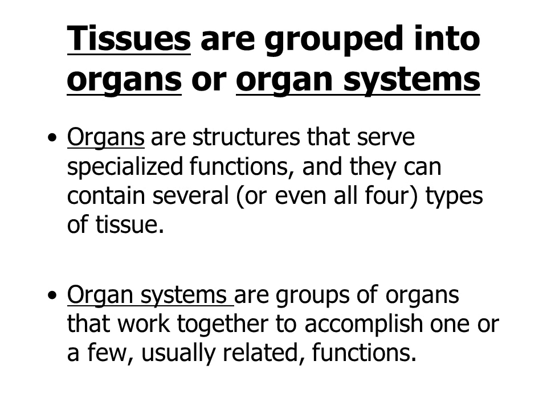So tissues are grouped into organs, and then those are further grouped into organ systems. This is just the definition of organs. Again, structures that serve specialized function, and remember that they can contain several or even all 4 of those different tissue types. So know those tissue types, and know that you're not limited to just one for every single organ. You can have up to all 4 of them in the same organ. And then organ systems are just groups of organs that work together to accomplish the same function.